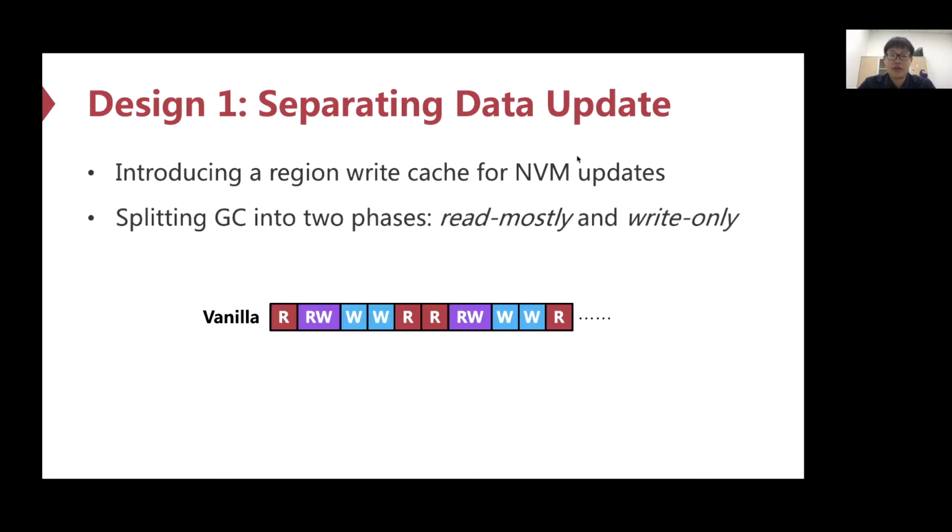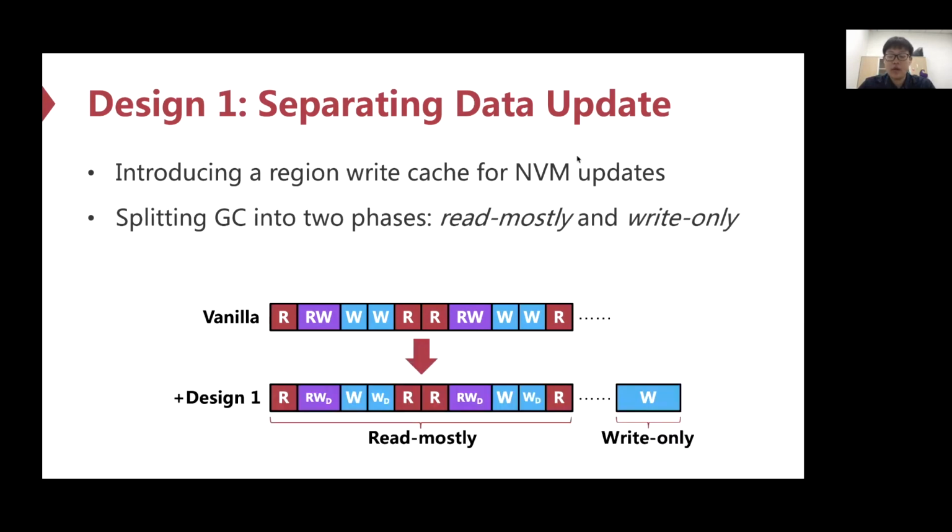By introducing the first design, we actually split GC into 2 phases, read mostly and write only. In the read mostly phase, the first step and the fourth step have been replaced with write operations to DRAM. While in the write only phase, there will be only write operations to NVM. There will be no read operations interfering with write. So in these cases, we can maximize the bandwidth.